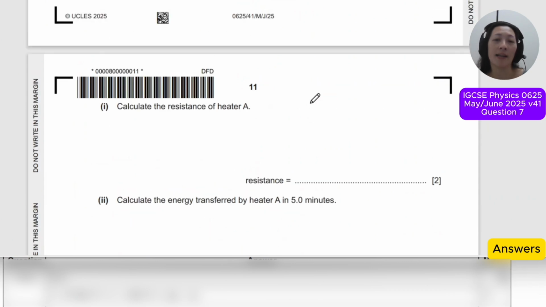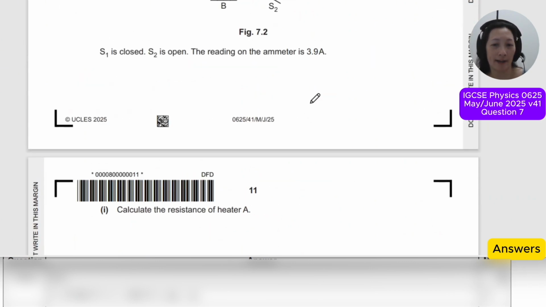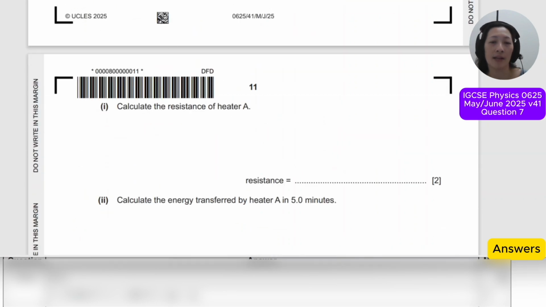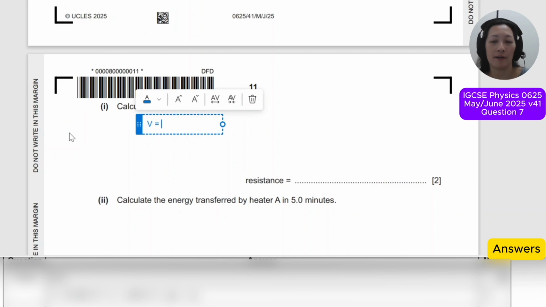1. Calculate the resistance of heater A. So this means a complete circuit only involves heater A and the ammeter. In that situation, the potential difference is 230 volts and the current is the reading on the ammeter, which is 3.9 ampere. So to calculate the resistance, we just use the formula of V equals IR. So let's substitute V as 230 volts. Current is 3.9 ampere, while the resistance is unknown.